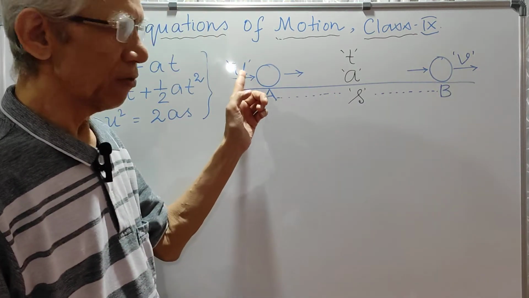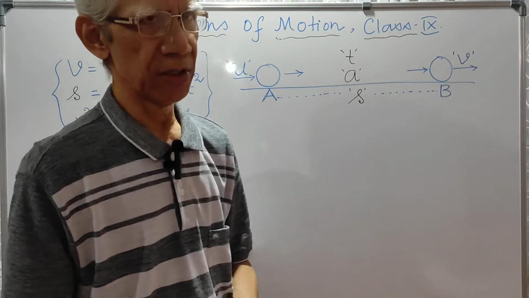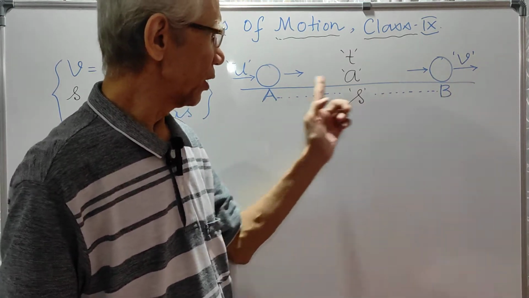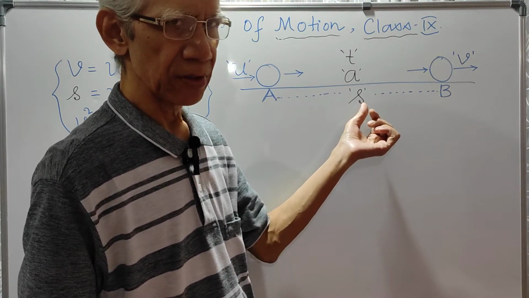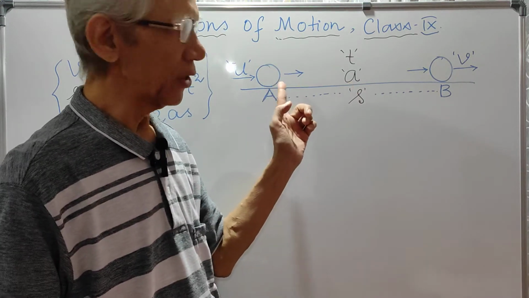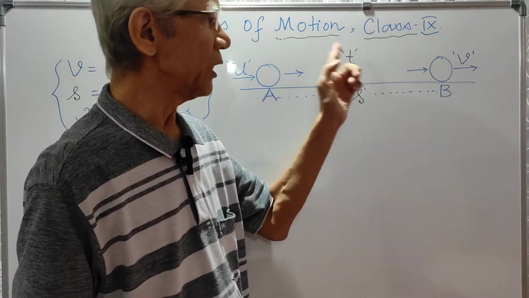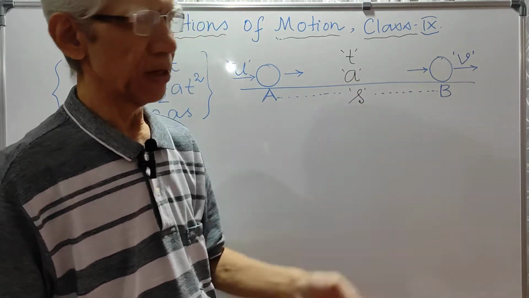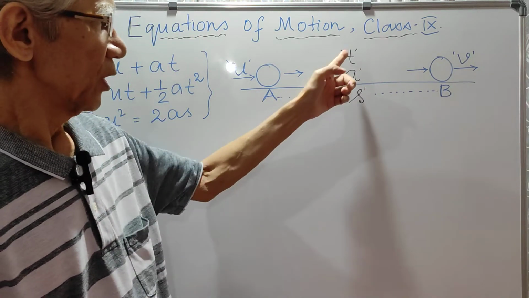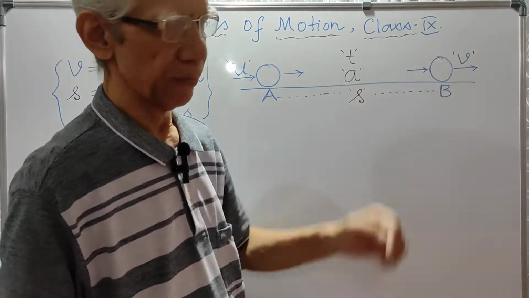So u is called initial velocity, v is called final velocity. And the distance covered from a to b is s. And the time taken to cover this distance from a to b is t. And a indicates acceleration. So these are the 5 variables: t, a, s, u, v.